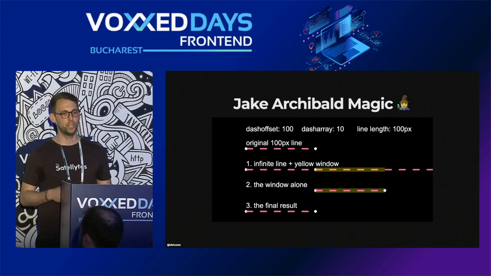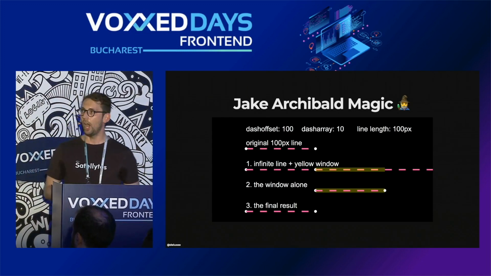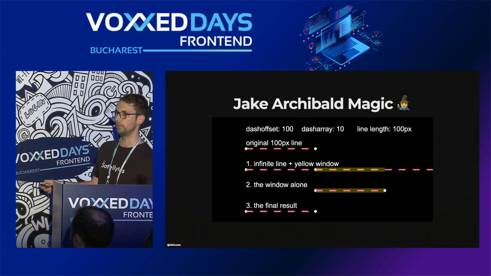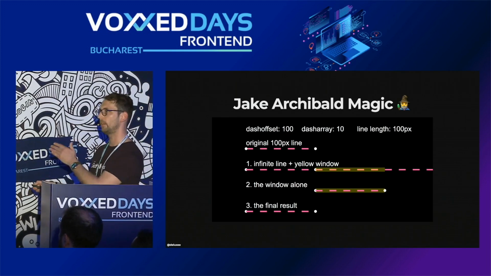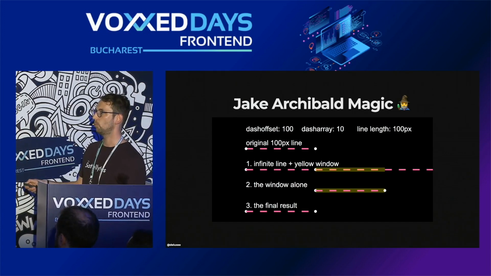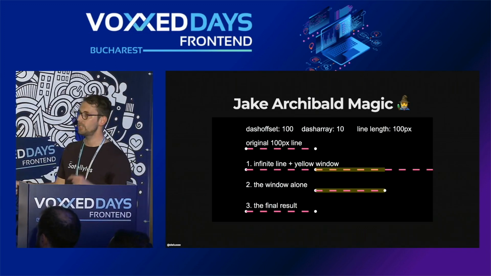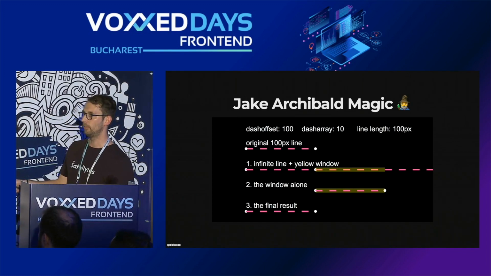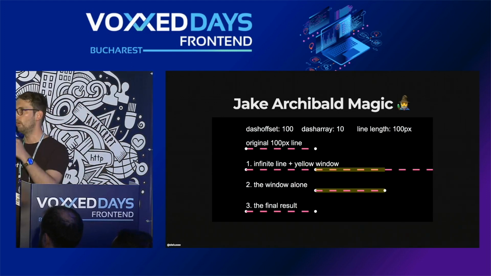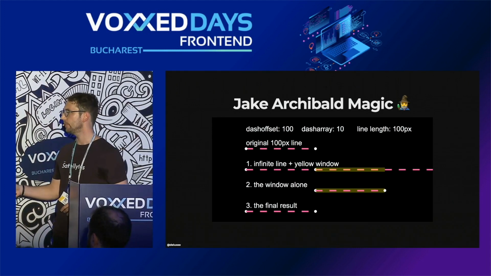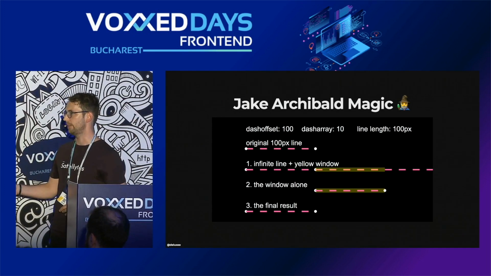And now comes the Jake Archibald magic. Our offset is set to 100 here. So the dash array configuration is still the same, 10 pixel segment, and so on. And the dash offset is 100. 100 matches exactly the length of the original line, which means that the looking window is pushed exactly to the end of our original line. So you can see here, those endpoints are matching.